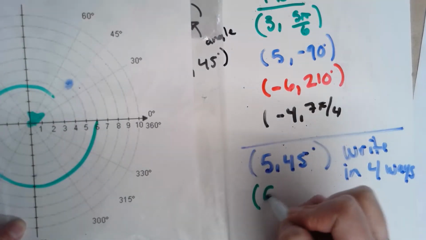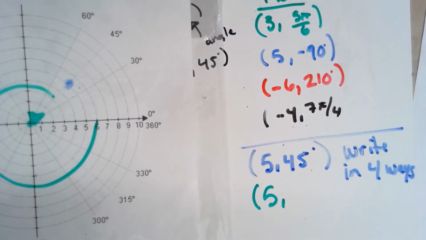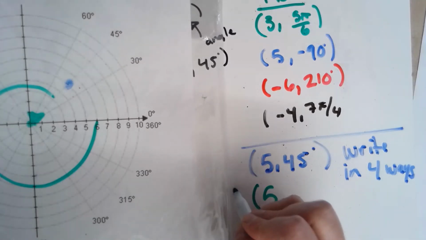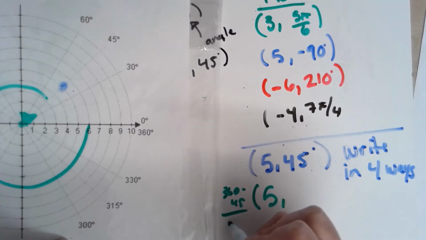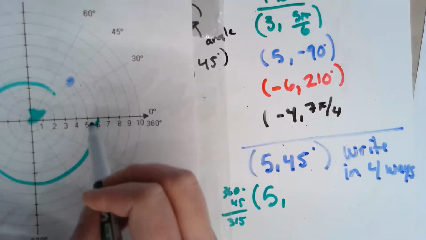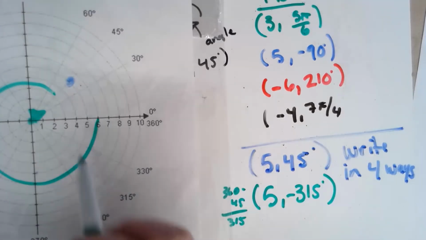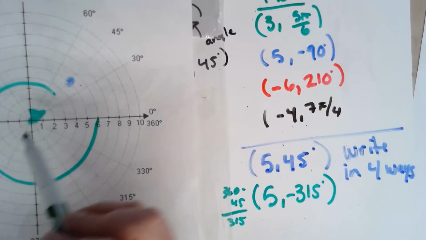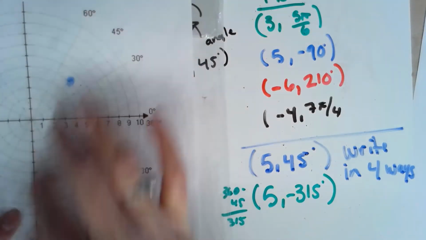So I'm going to go 5, and then how do I figure out what angle that is? Well, that's 360 minus 45. So if I do 360 minus 45, that's going to give me 315. But we want negative 315, so negative 315 degrees. So if I go negative 315 degrees and then forward 5, I will get to that same point.